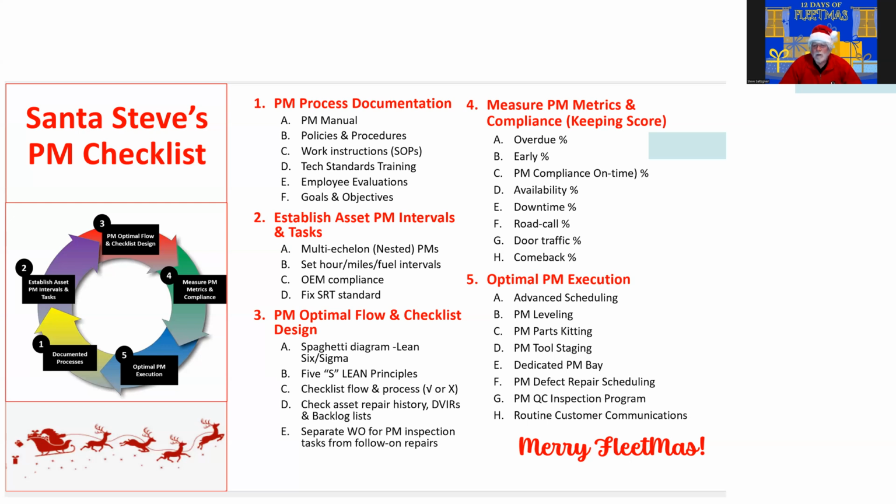Number 4, you should have good PM metrics so you can keep score. Track things like overdue PMs or early PMs or on-time compliance. And then other related metrics like your availability, your downtime, your road calls, your door traffic, and comebacks.